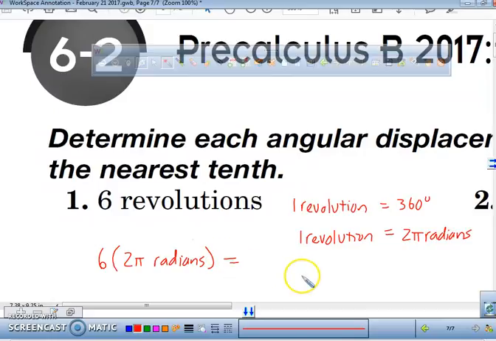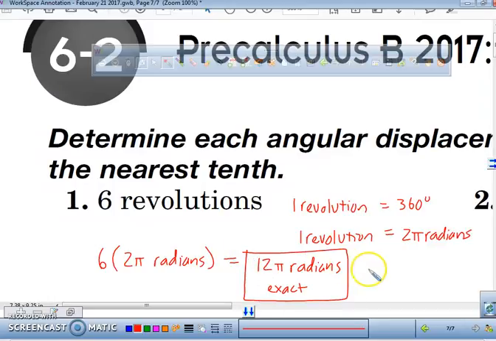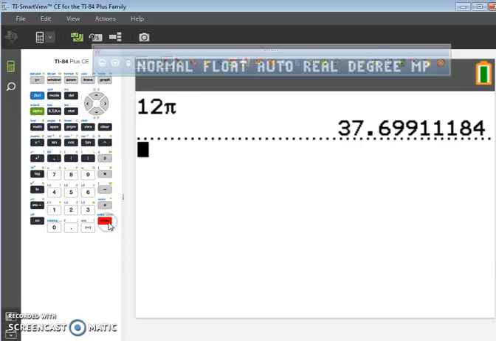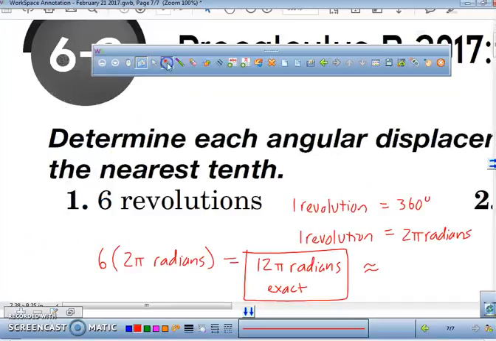And so the angular displacement, like how far have we traveled in radians? We've traveled 12 pi radians. Now that's the exact answer. Okay, that's the exact angular displacement. Now that's approximately equal, if you multiplied it in the calculator, if you took 12 and multiplied it times pi, 37.7, rounded to the nearest tenth, we would say that's 37.7 radians.